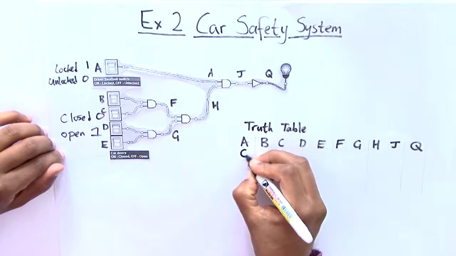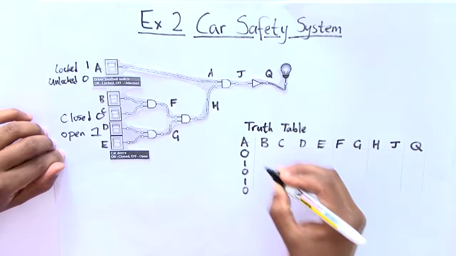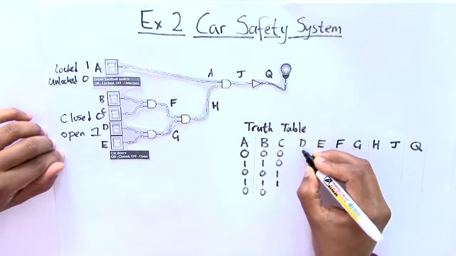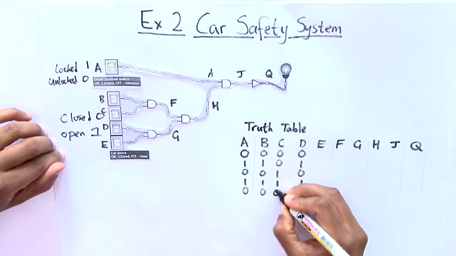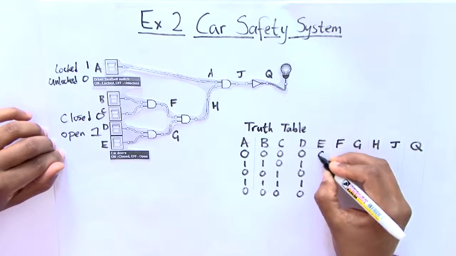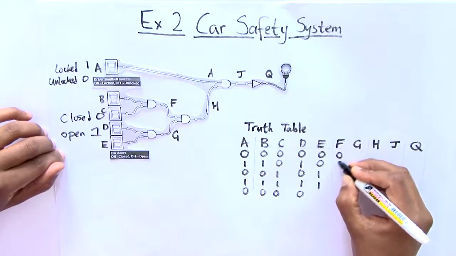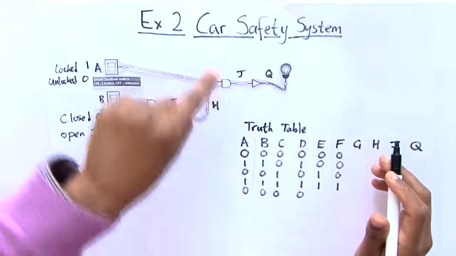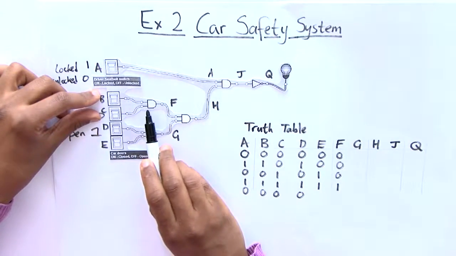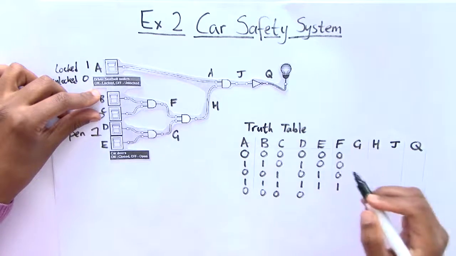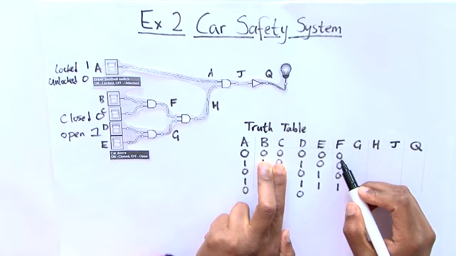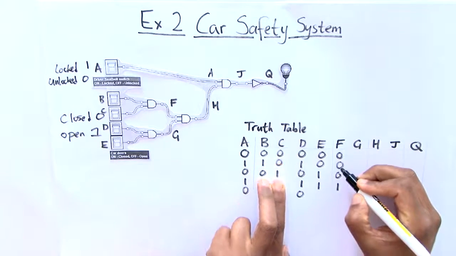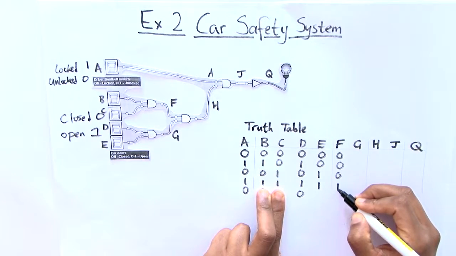So I'll put a combination 0, 1, 0, 1, 0, then 0, 1, 0, 1, 0. Okay, so let's look at A. I will deal with A later. So B and C go into an AND gate and the output is F. So with an AND gate, you only get an output when you have high and high. So 0, 0, 0, and 1.